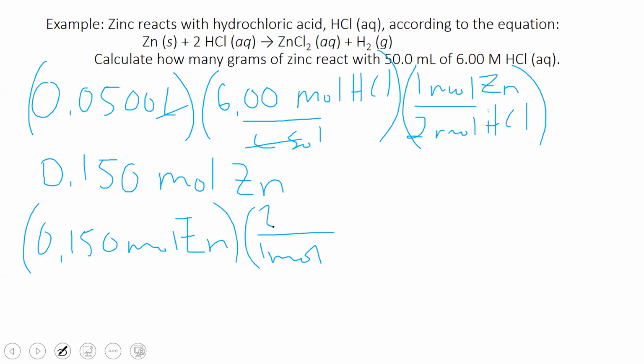So moles of zinc, let's see, erase that. There, okay. And so the molar mass is 65.38 grams per mole of zinc. And you should wind up with something along the lines of 4.990 or somewhere around there. Grams.